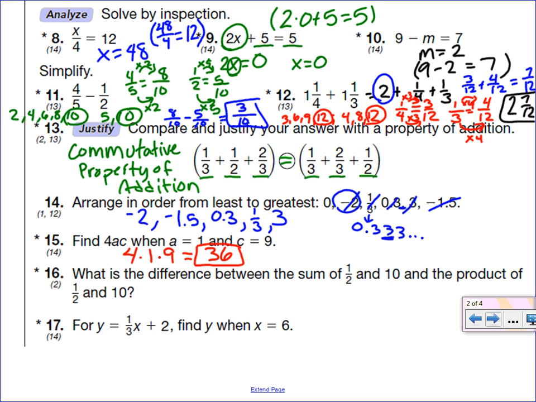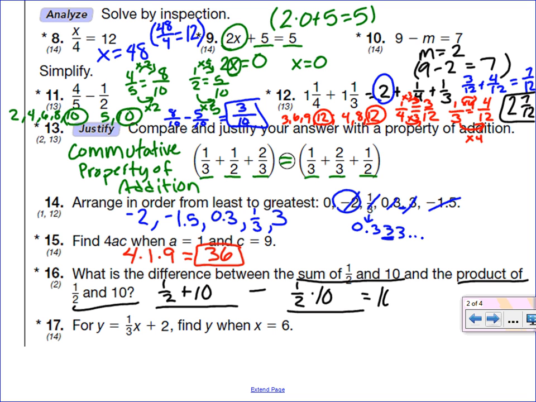What is the difference between the sum of 1/2 and 10 and the product of 1/2 and 10? So the difference between means I'm going to have two things being subtracted. The first thing it says is the sum of 1/2 and 10. Sum means add them. And then the product of 1/2 and 10 is the second one. Product means multiply. So 1/2 plus 10 is 10.5. And then 1/2 times 10 is half of 10, which is 5.